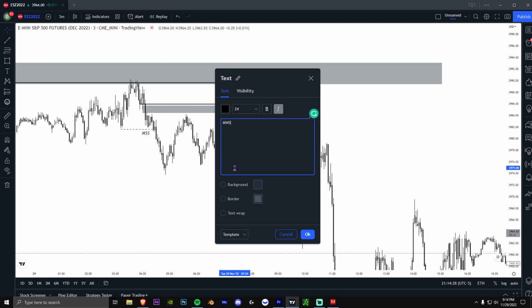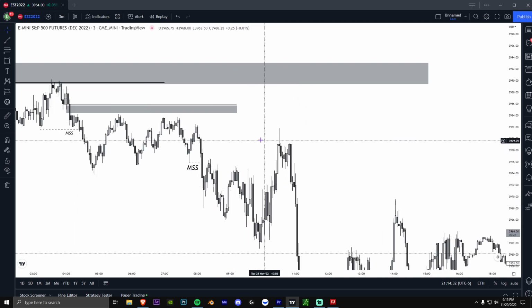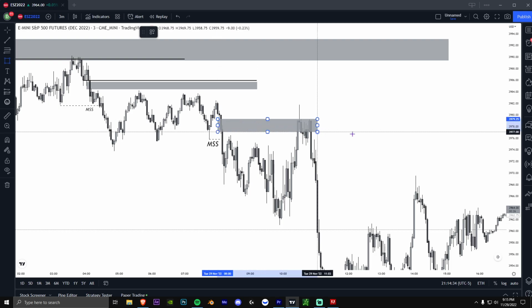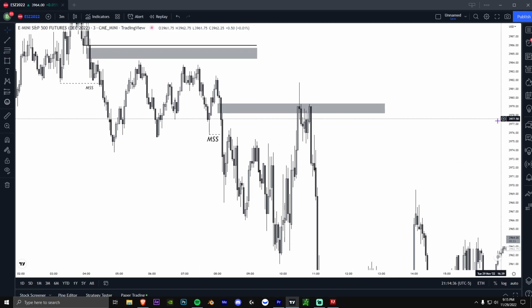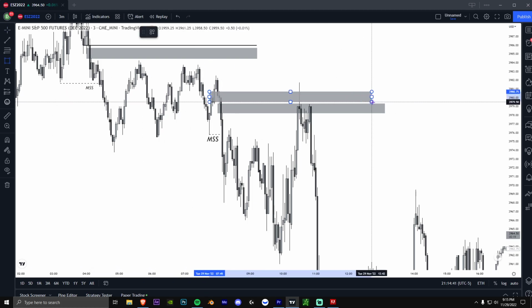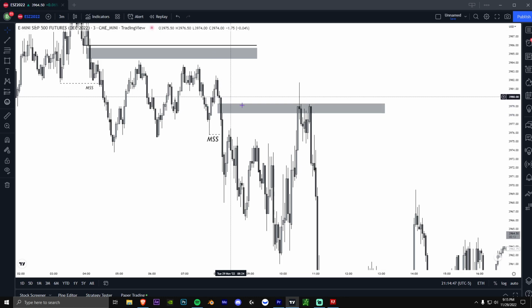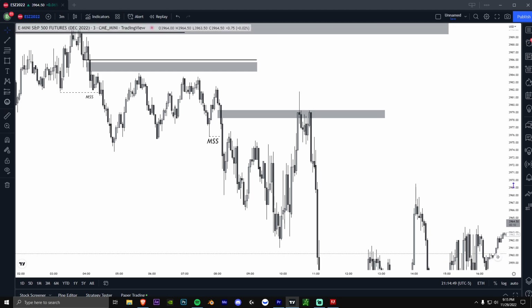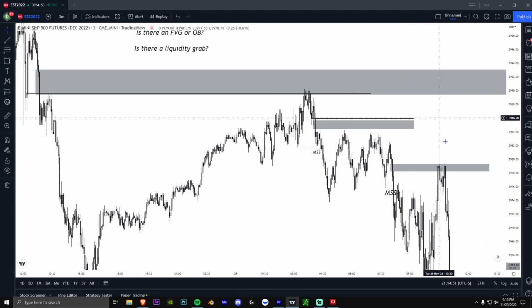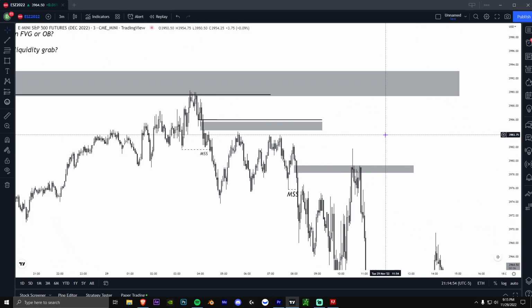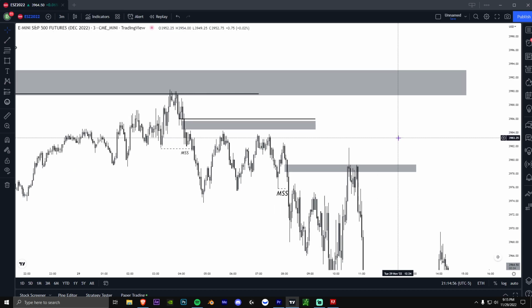Is there displacement? Yes, there's displacement. Is there a fair value gap? Yes, there's a fair value gap right here. Okay, and it does line up with a mitigation block, which is right here, this candle. And this is kind of extra. If there's a breaker or mitigation, I can consider that extra, but it lines up. Is there a fair value gap? Yes. And then the other thing was, is there a liquidity grab? And in this situation, I would say yes.